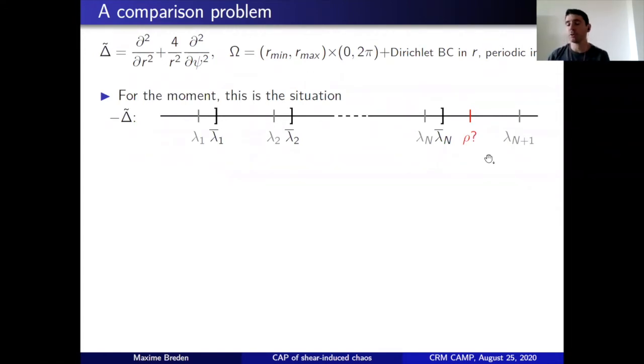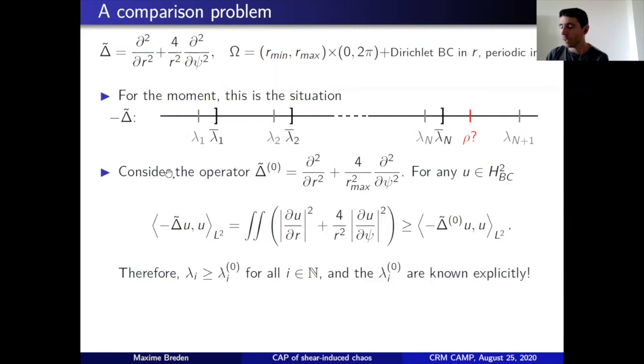In order to do this, we're going to introduce a comparison problem and an operator called delta tilde 0, which is almost the same as the original one, except that instead of the coefficient which depended on R, we take a constant coefficient. We choose this not in a random way, but we choose R max, so that just by doing an integration by parts, you easily see that you have a comparison between the two. For the quadratic form, for any u, this is larger than this. And this gives you a comparison between the eigenvalues. It tells you that when you order them the same way, any eigenvalue for delta tilde is larger than the corresponding eigenvalue for delta tilde 0.